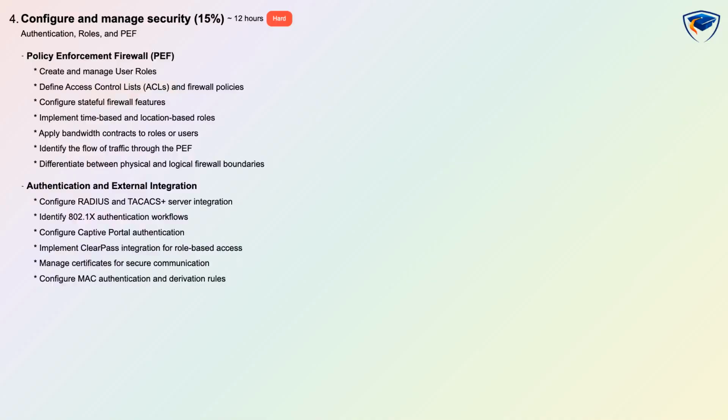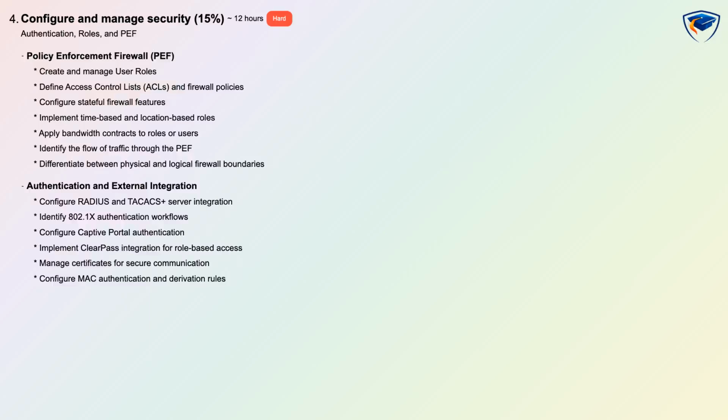Configure and manage security is weighted 15%, rated hard, and has an estimated learning time of 12 hours with conceptual and scenario-based assessment. You will build policy enforcement firewall rules, create user roles, implement stateful firewall features, and apply time and location-based roles with bandwidth contracts. The domain also covers authentication and external integration, including RADIUS and TACACS+, 802.1X workflows, Captive Portal, ClearPass integration, certificate management, and MAC authentication.